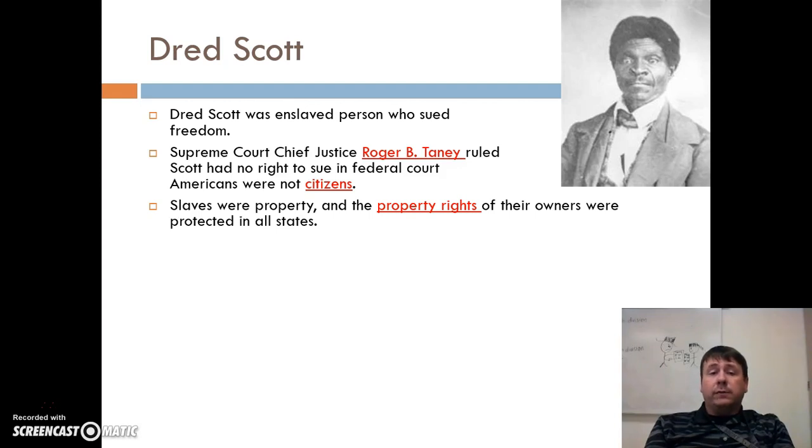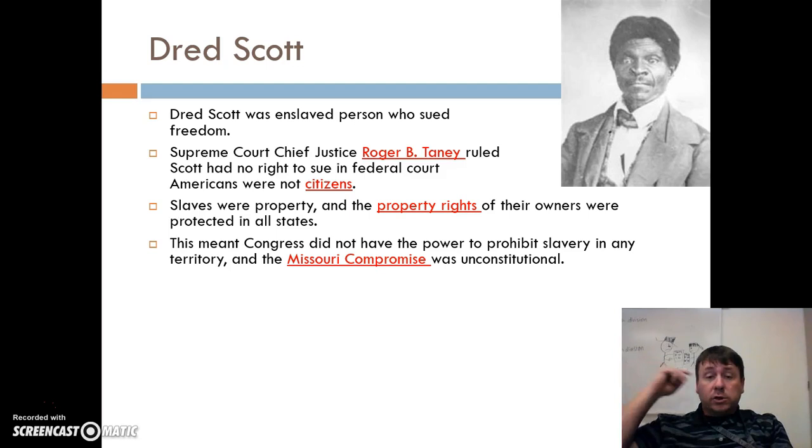He further went on to say that slaves were property. And because they were property, their owners had more rights than they did. It's kind of like you owning a horse or a dog. They're your property, so they can't sue in federal court. And that's how slaves were treated back then. So rather than protect the people that were slaves, the court protected the owners because the slaves were their property, and they had protections under the law. So what this meant was Congress did not have the power to prohibit slavery in any territory, and the Missouri Compromise was unconstitutional. So it was against the law because it illegally seized people's property if you banned slavery.